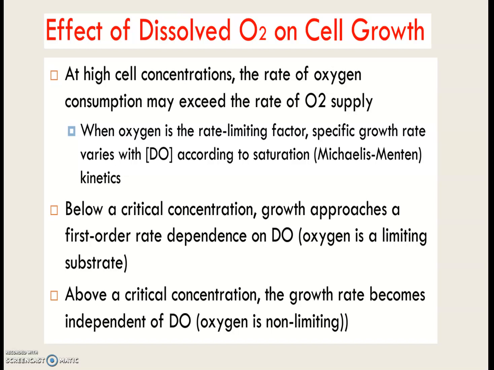So below a critical concentration, the growth will approach a first order rate dependent on dissolved oxygen, which means oxygen is a limiting substrate. This is mainly for aerobic bacteria. Above a critical concentration, what happens? The growth rate becomes independent of dissolved oxygen, which means the oxygen is non-limiting.